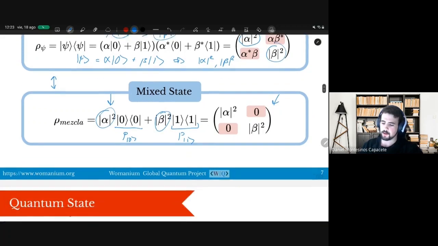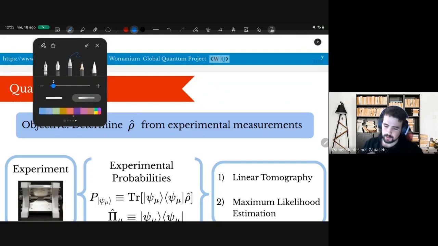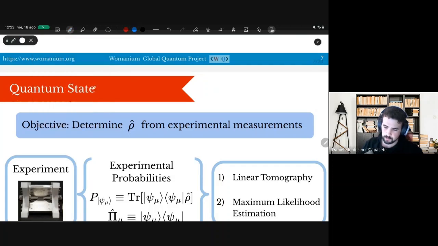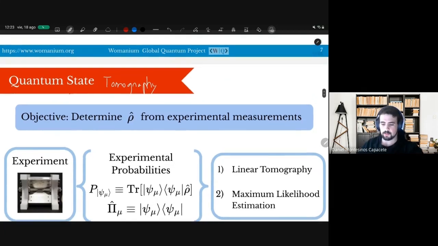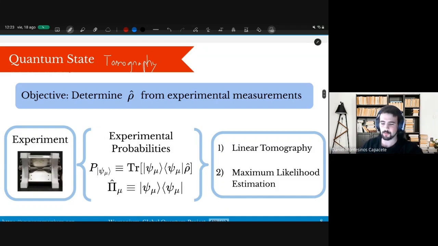So here we go with quantum state tomography. This is just a procedure to calculate the density matrix of a certain physical system out of experimental measures. That's the main purpose of this.